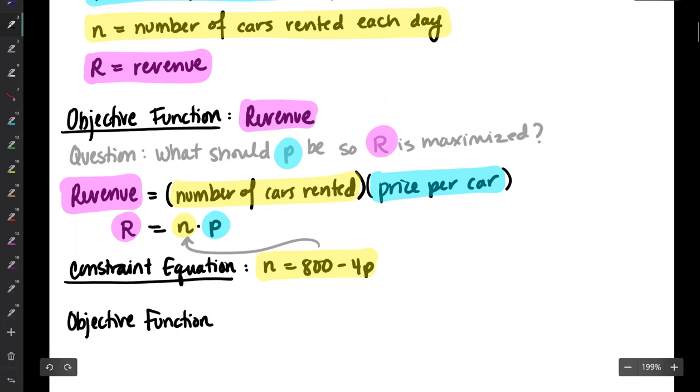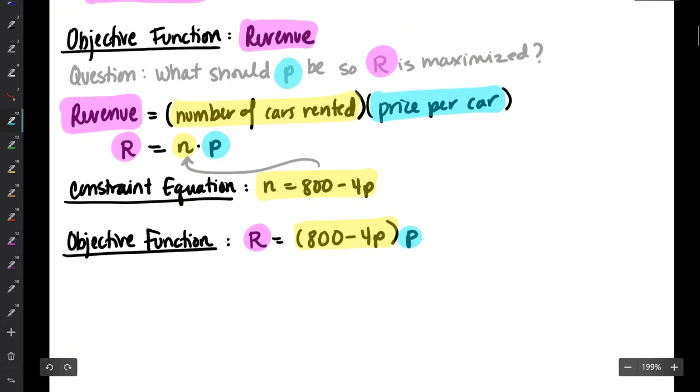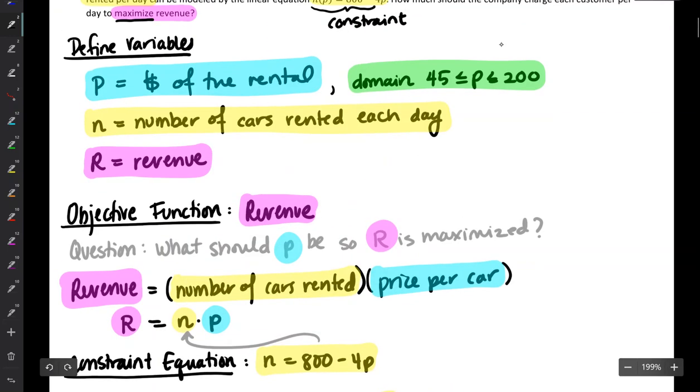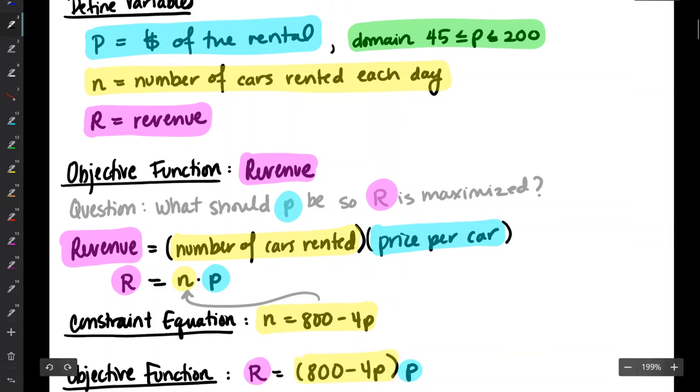As a function of one variable. My objective function now is R is equal to 800 minus 4p times p. We can write, if we go ahead and distribute, R is equal to 800p minus 4p squared, and we have this given domain restriction that the price that I charge has to be, strictly, or not strictly, it has to be between 45 and 200.